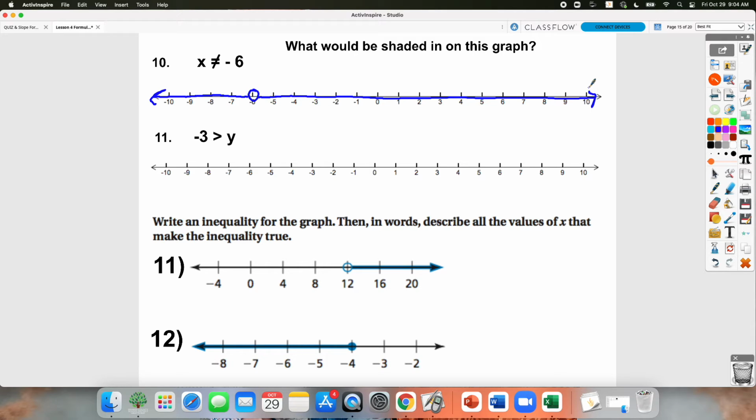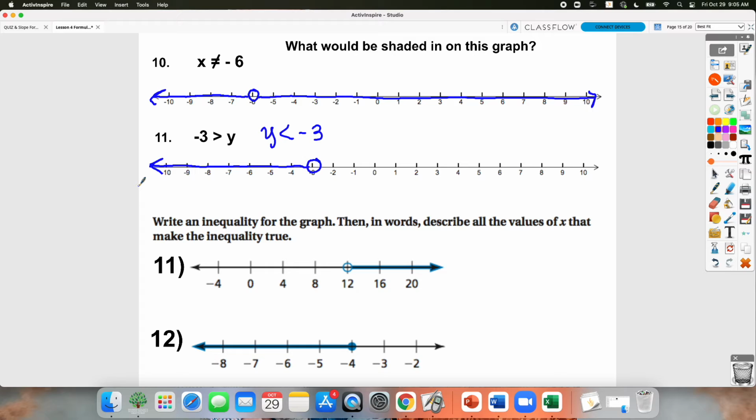Okay, Kylie, before I could graph this one, what did I have to do? Switch it around. So instead of negative 3 is greater than y, how did you rewrite it? Y is less than negative 3. Okay, and then to graph it, where do I need my circle? And what kind of circle is it? Very good. So I've got an open circle on negative 3, and then which direction did I need to graph in? To the left. So my graph should look like this. Open circle on negative 3, and everything to the left is shaded because y is less than negative 3.